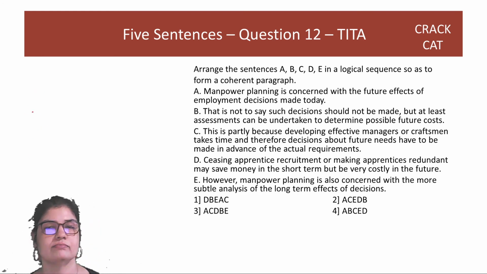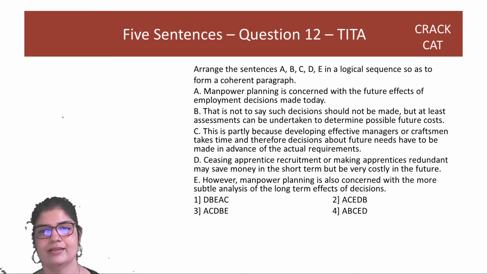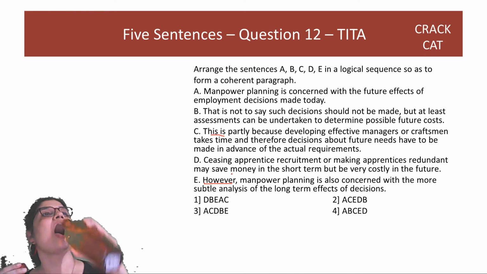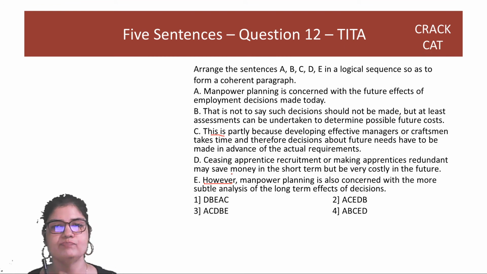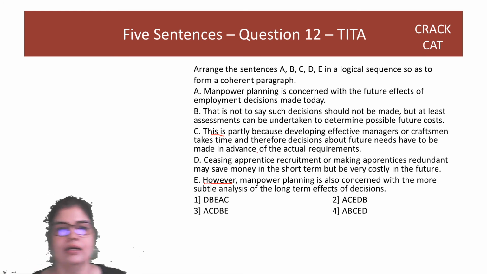Oof, this is ugly. Okay. Manpower planning is concerned with the future effects of employment decisions made today. That is not to say, this is partly because, what is this? However, right? So how will you put in the however? It's tempting to say that E follows A, but thankfully there is no option where E follows A. Okay, so that connection is not there.